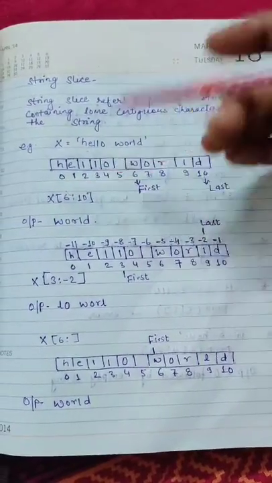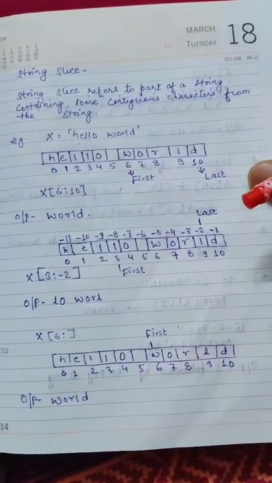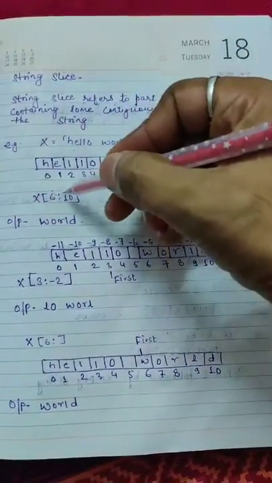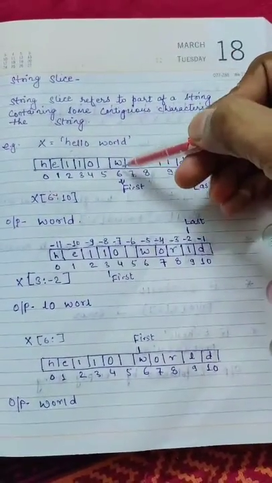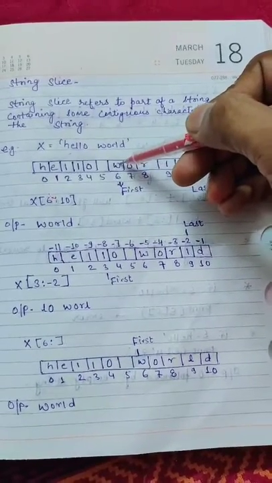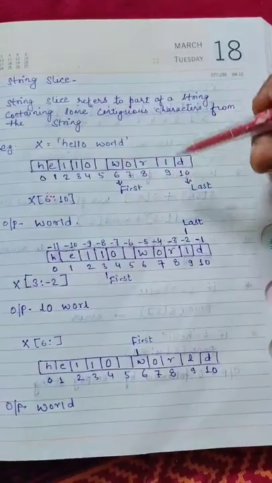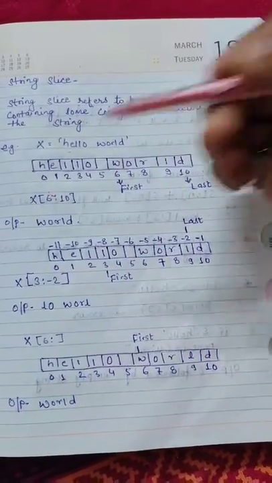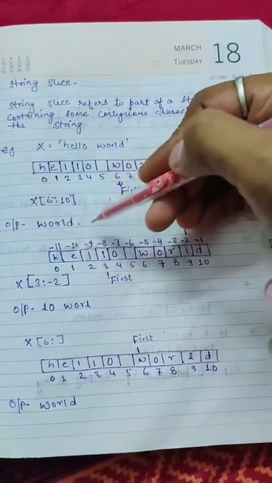So if I want to find out the substring from 6 to 10, so index 6 of WORLD is W, and the last index 10 is what? Index 10 of WORLD is D. So the output will be WRLD.